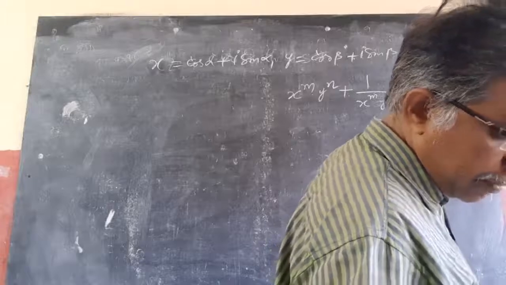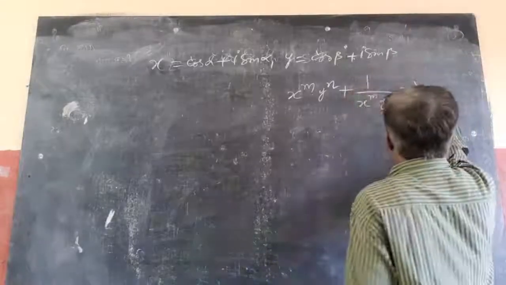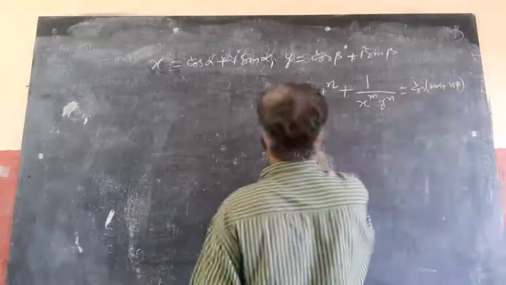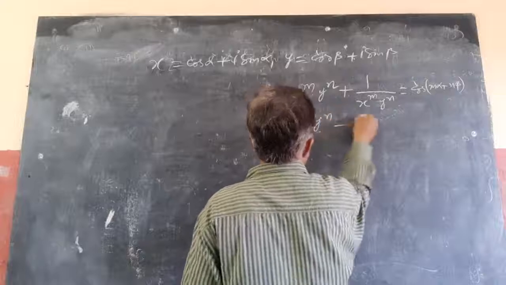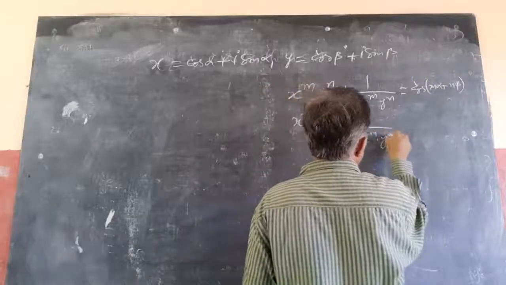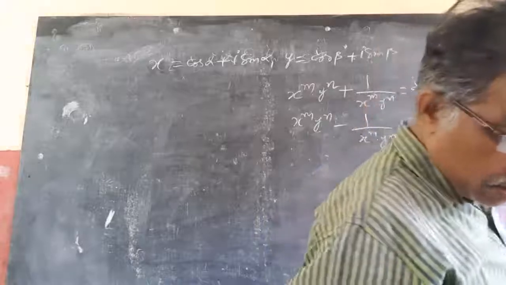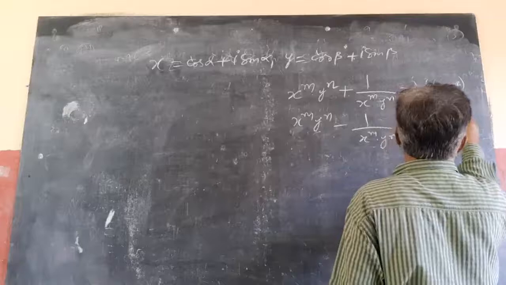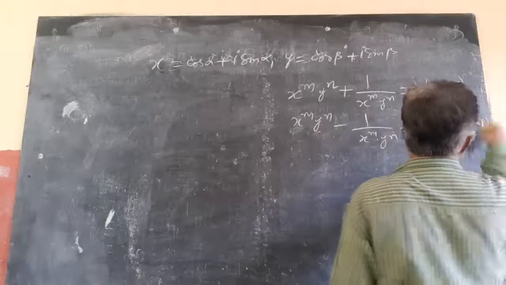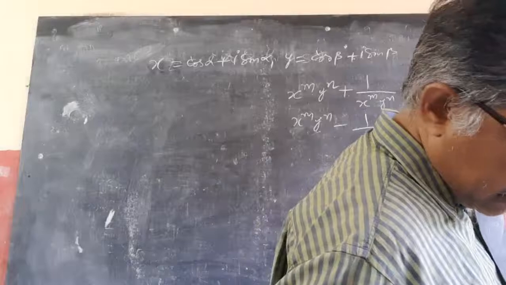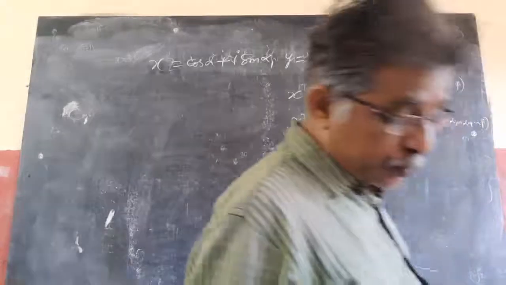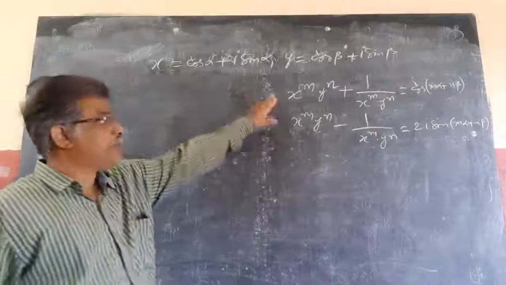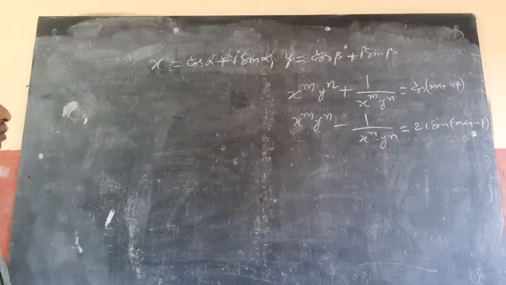of m alpha plus n beta, and x power m into y power n minus 1 by x power m into y power n equal to 2i sin of m alpha plus n beta. Simple sum. It is asking this much. It is given x equal to cos alpha plus i sin alpha, y equal to cos beta plus i sin beta.